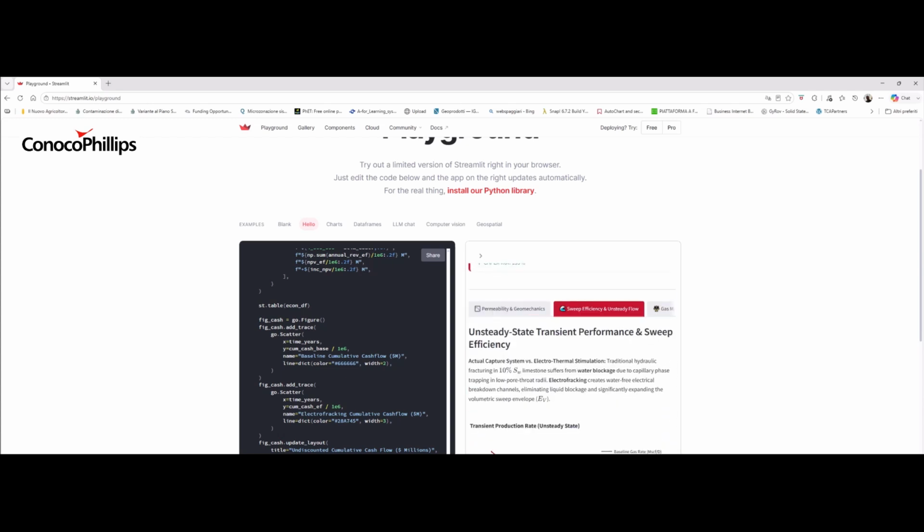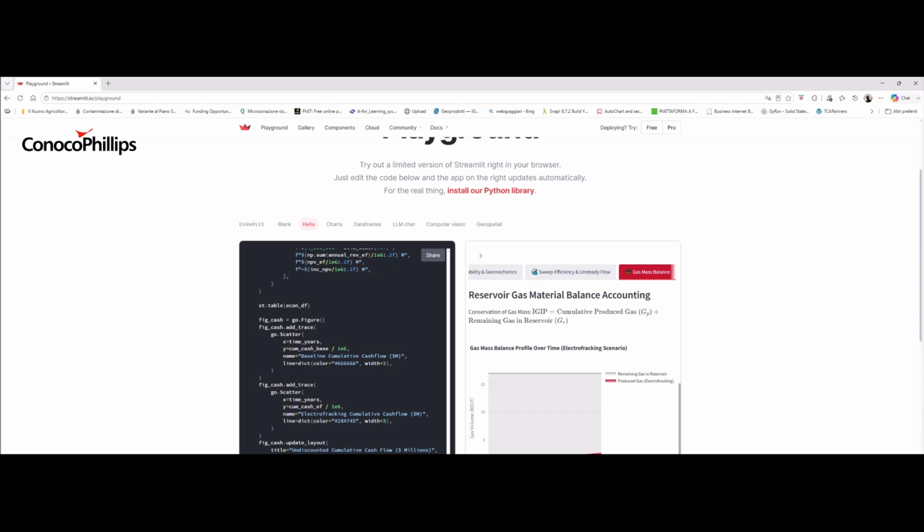You have the sweep efficiency and a steady flow. The actual capture system was rethought through electrofracture thermal stimulation. Traditional hydraulic fracturing gives 10% of the advantage. In this case you have a great increase. It creates a water-free electrical breakdown channel, eliminating fluid blockage and significantly expanding the volumetric sweep envelope.